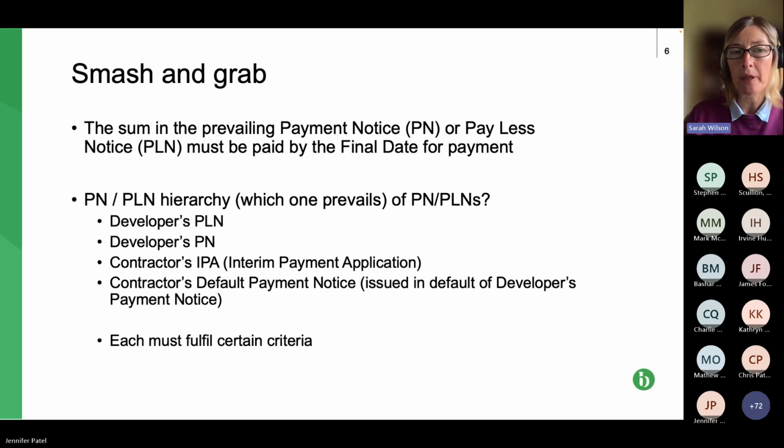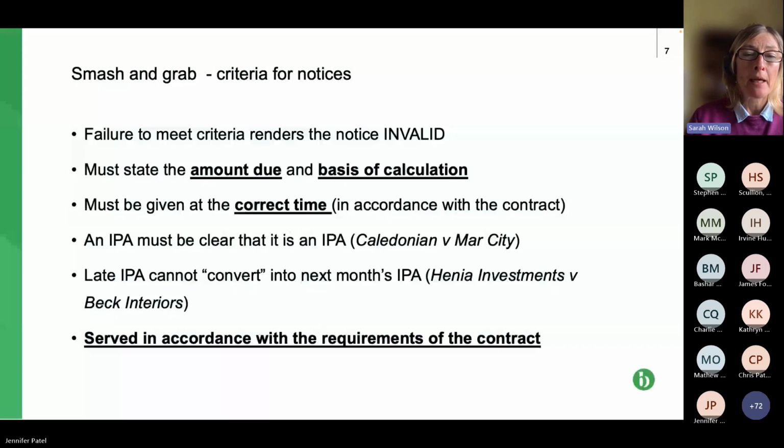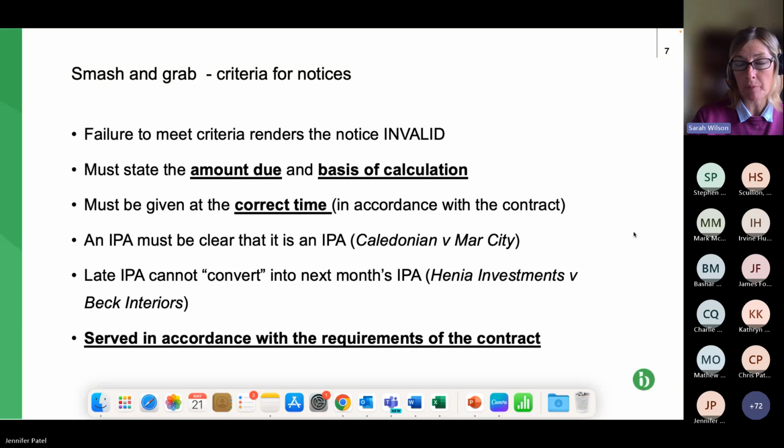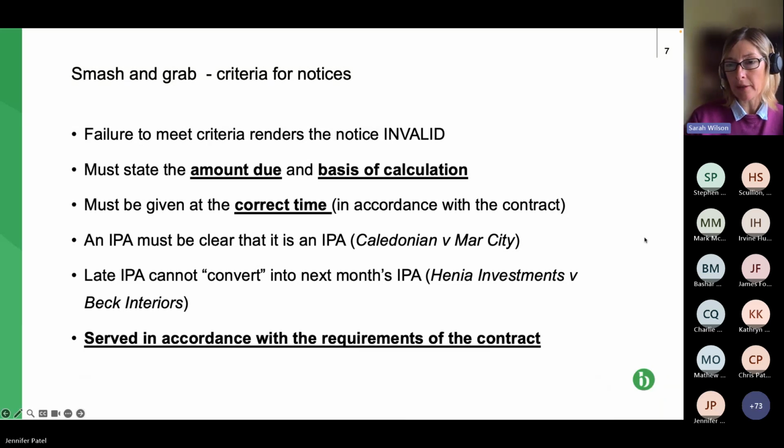So, we've talked about the hierarchy and which one applies, but as this bottom bullet point says, each must fulfill certain criteria. So if we can move on to the next slide, Jen. Because if you think about it, the consequences of these notices are quite onerous, quite serious. There's various case law, and I've had several where substantial amounts of money have been payable just for the lack of a notice or notices. £1 million plus.